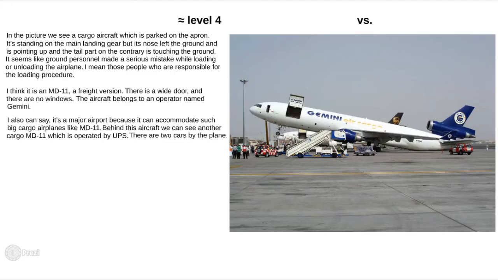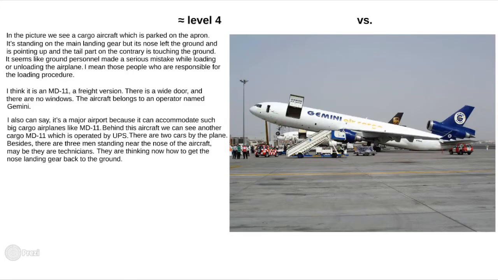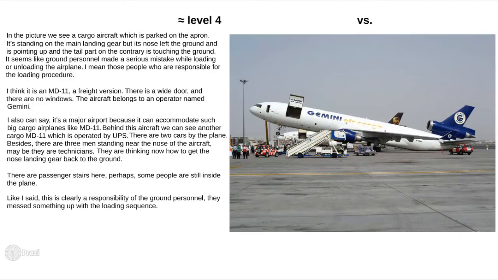There are two cars by the airplane. Besides, there are three men standing near the nose of the aircraft. Maybe they are technicians. They are thinking now how to get the nose landing gear back to the ground. There are passenger stairs. Perhaps some people are still inside the airplane. Like I said, this is clearly a responsibility of the ground personnel. They messed something up with the loading sequence.